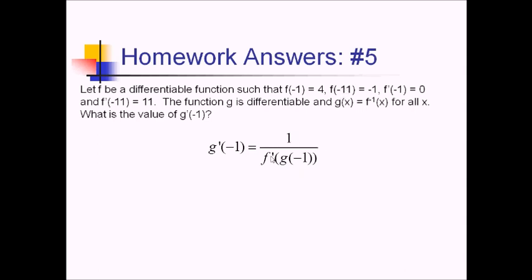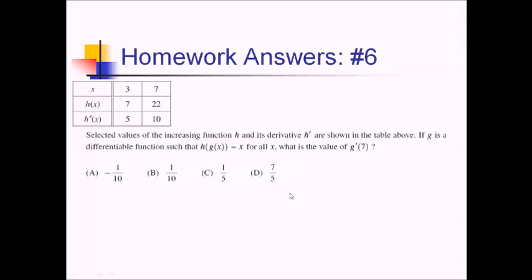So I'm doing 1 over f prime of negative 11 then. Well, what is f prime of negative 11? They tell us right here. It's positive 11. How about that? So this is just 1 over positive 11 then. Final answer.